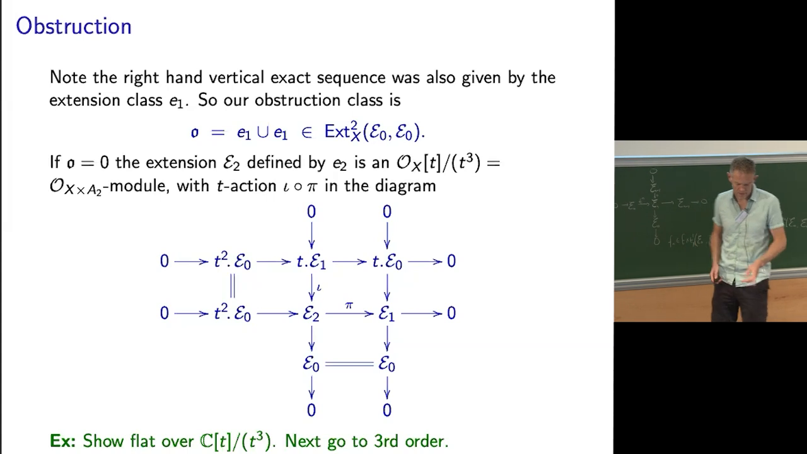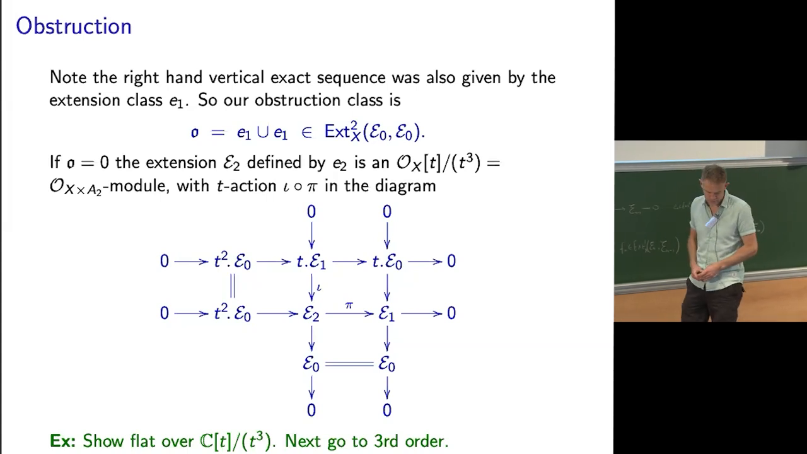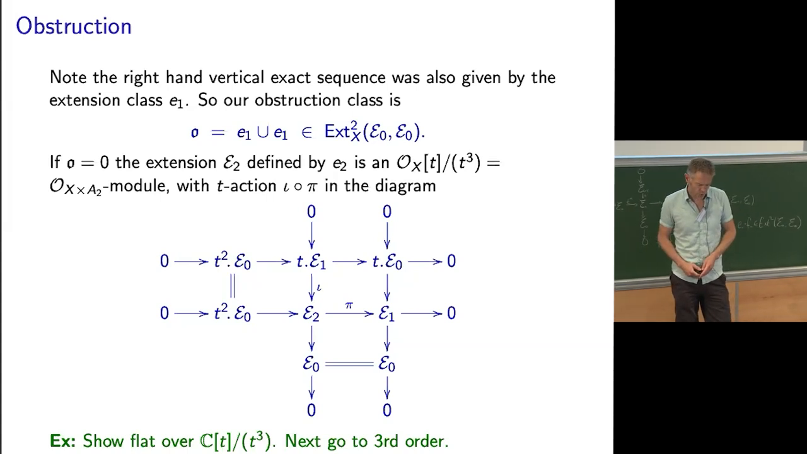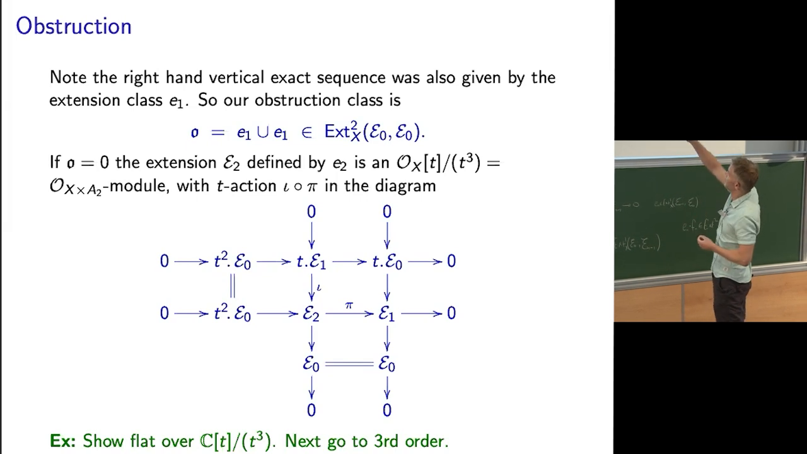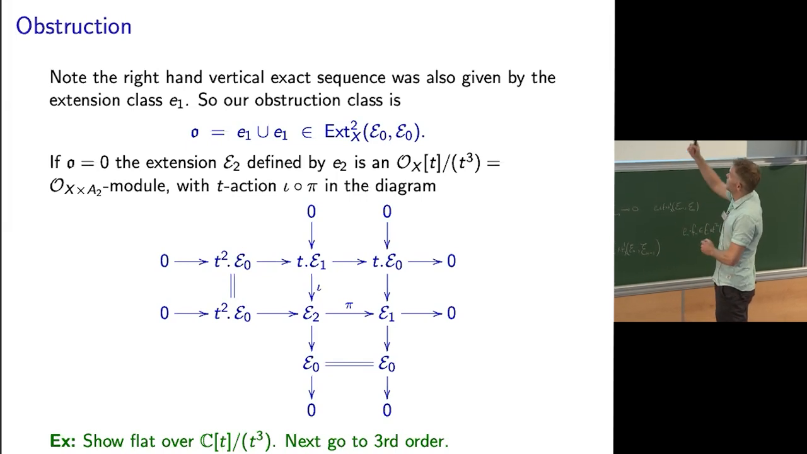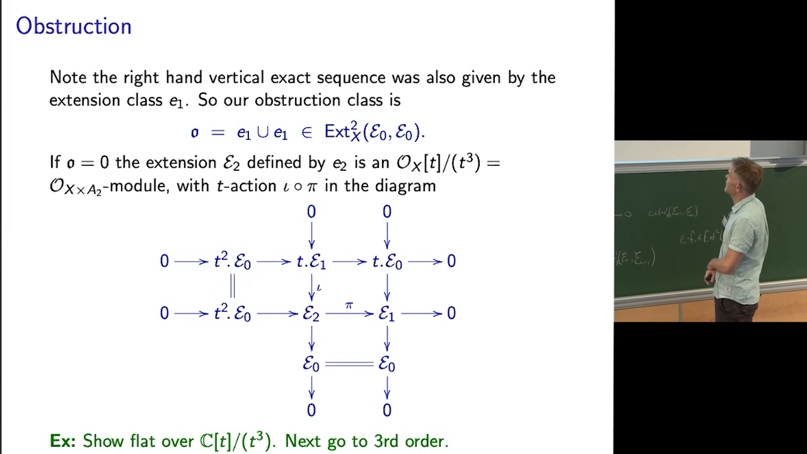Here's where we got to yesterday. We showed that the obstruction to extending a first order deformation of a sheaf to second order was the cup product, or the Yoneda product, of the first order deformation with itself.